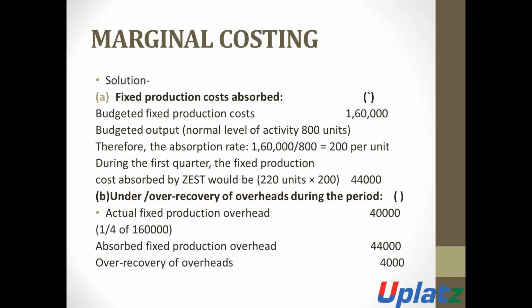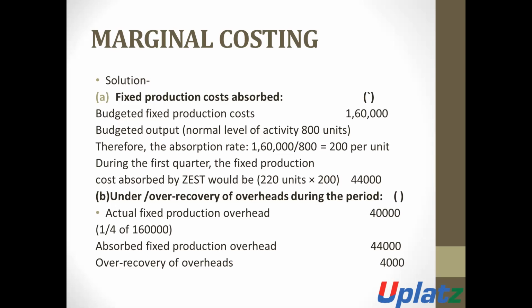220 units into 200 rupees per unit, the fixed cost. Then 44,000 rupees is the amount of fixed production cost absorbed in the first quarter.